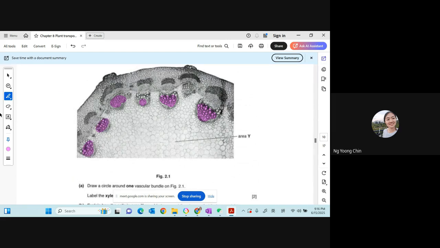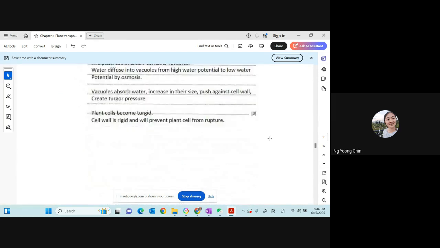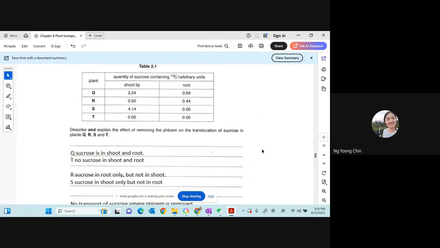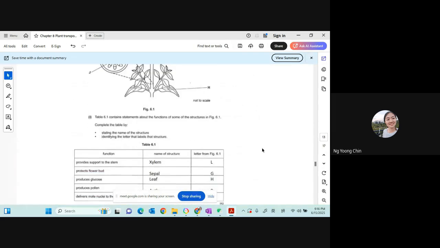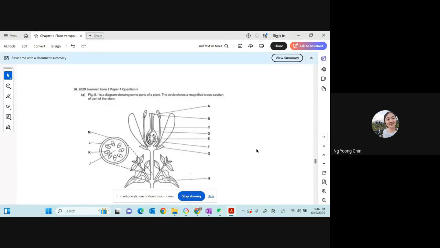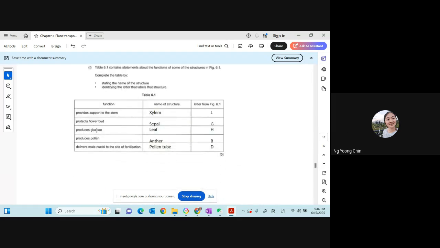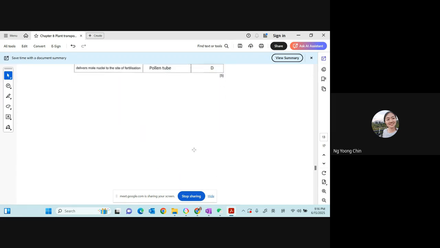Where's the phloem? Phloem is here. Then here's the phloem. Okay, and then for the plant parts, you will learn more about plant structure in the next few chapters. This is for you to have a look.